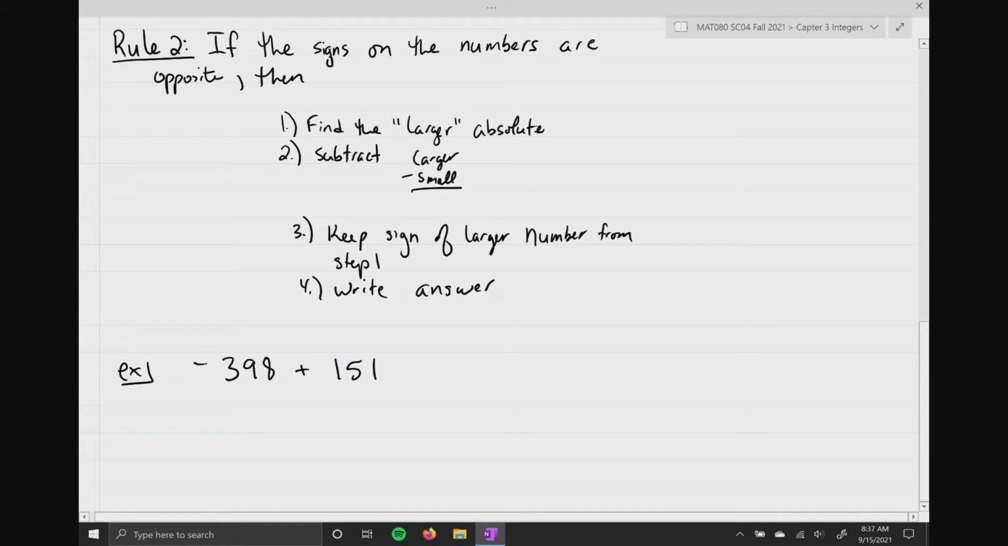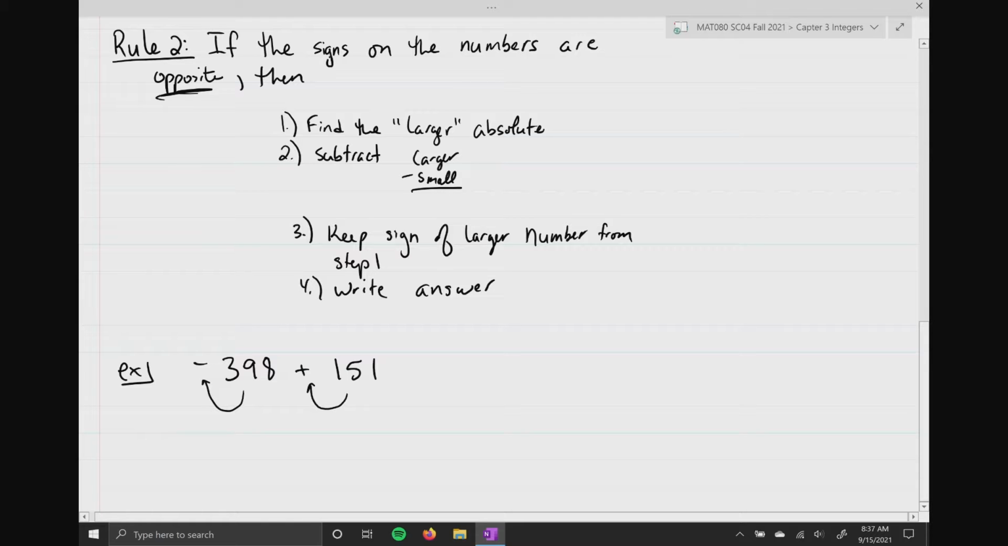Okay, so here's our example right here. Negative 398 plus 151. Now, first thing we look at, signs on the numbers. So, the 398 has a negative symbol in front of it. The 151 has a positive sign in front of it. So the signs are opposite. So if the signs are opposite, then we're going to do this.